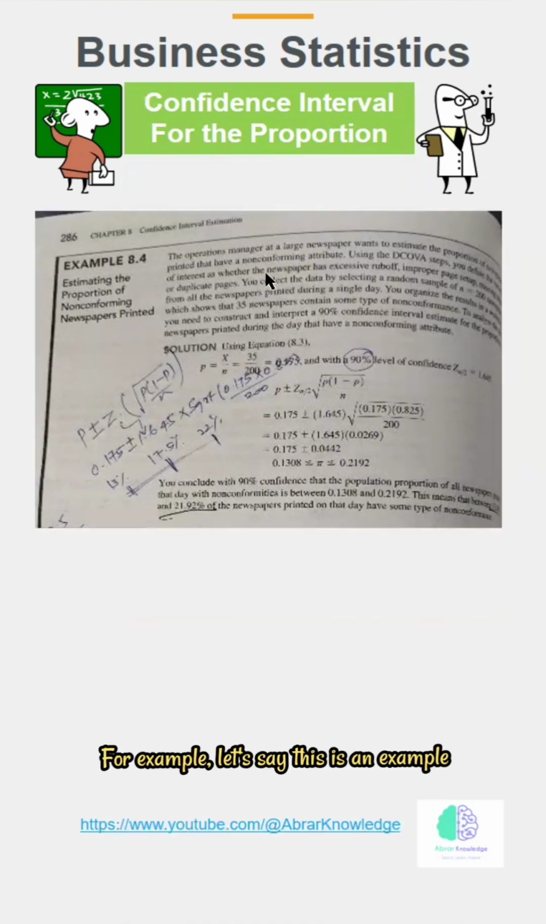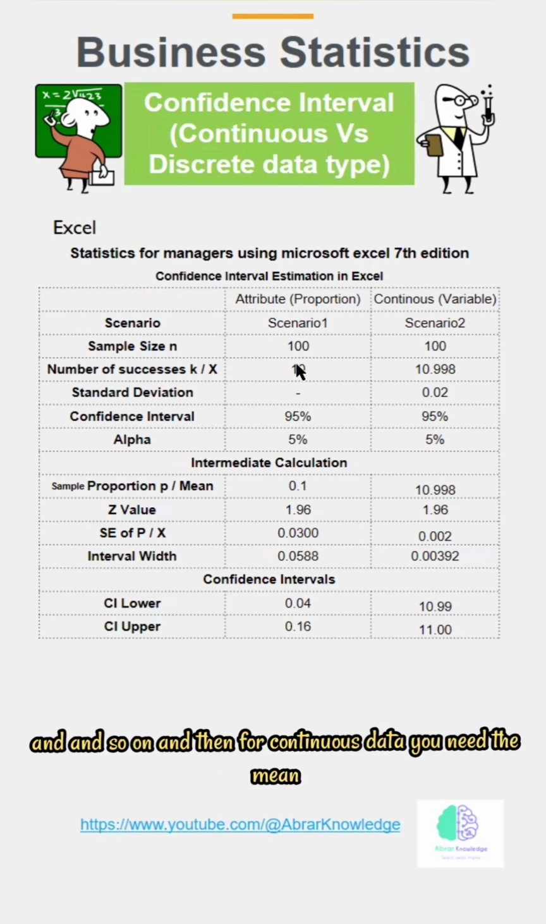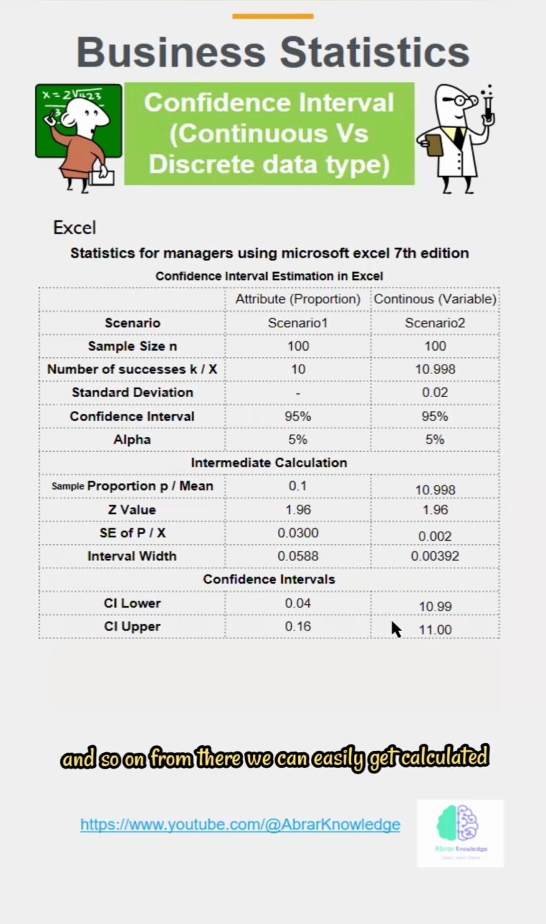For example, here is a newspaper example, where between 13 to 22% defect we have. The average defect is 17.5%. This is a good example, with both in one single slide. This is the attribute data where you need the proportion and number of successes, that is k, and so on. And for continuous data, you need the mean and standard deviation and so on. From there, we can easily calculate the width, and once you get it, we can easily calculate the confidence interval lower and upper.